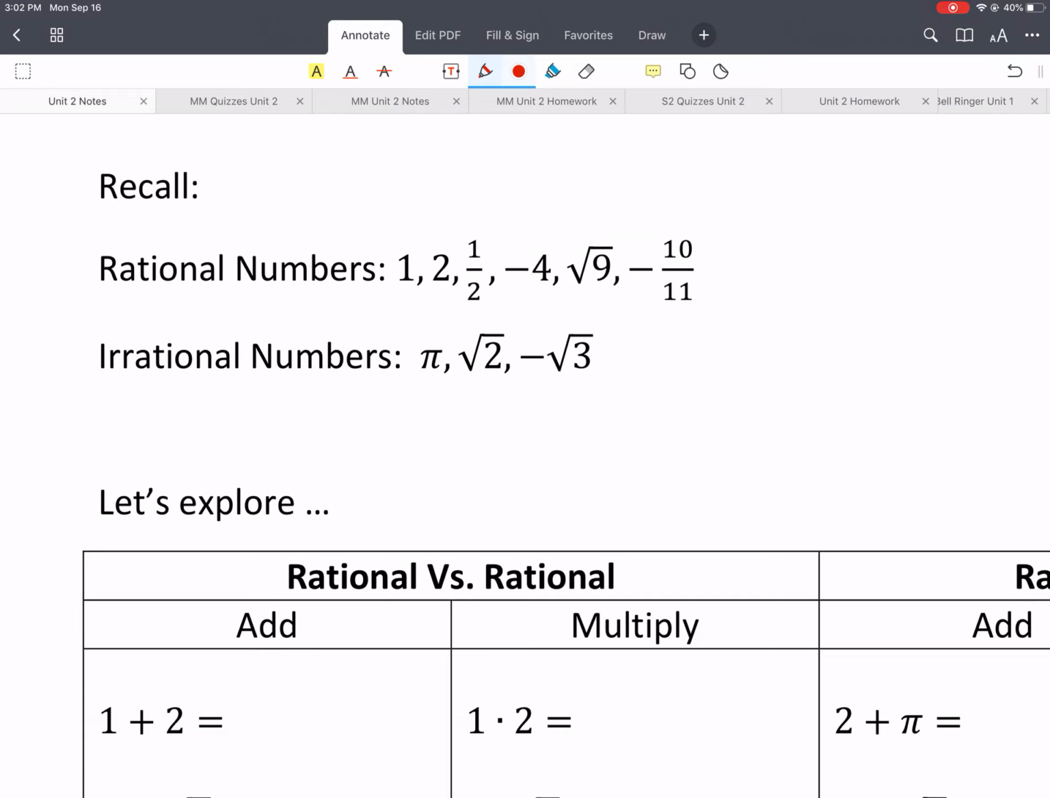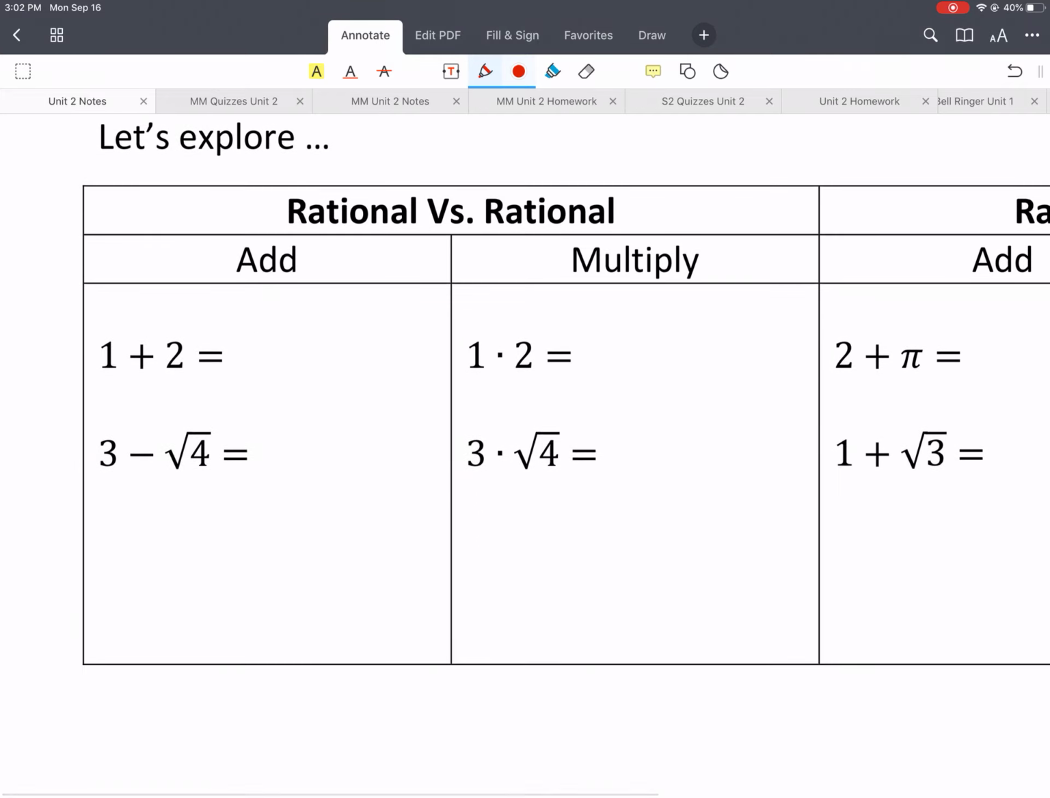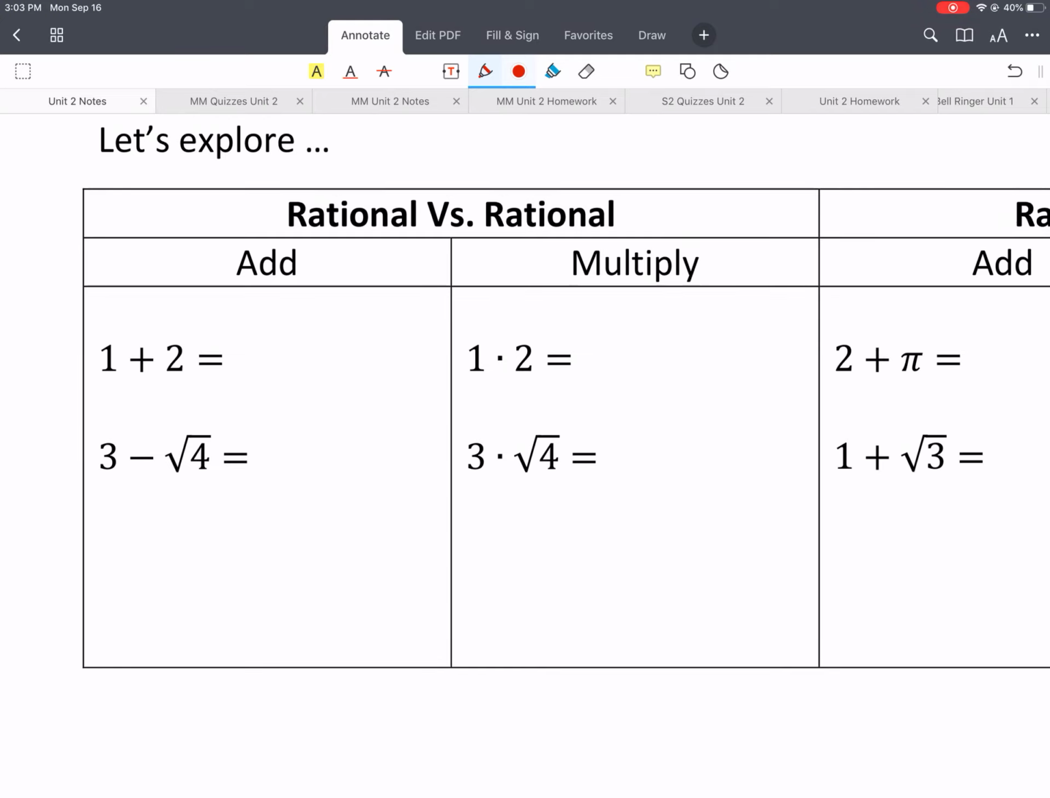Irrationals, for example, pi, 3.1415... goes on forever, has no pattern, same as the square root of 2. Those are all irrational numbers. So let's explore what happens if we add two rational numbers. So 1 is rational, 2 is rational, and equals 3, which is also rational. Same thing, 3 is rational, square root of 4, which is equal to 2, is rational, and they end up giving us 1, which is rational. So no matter what, rational plus rational is going to be rational.